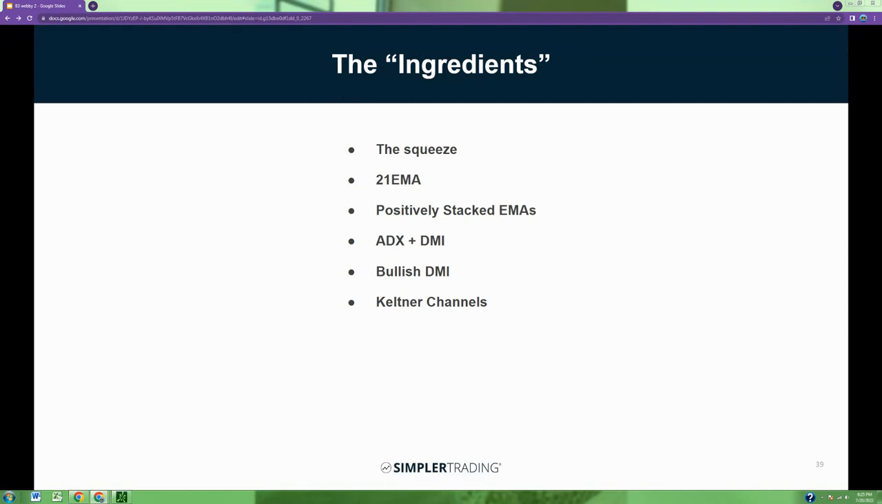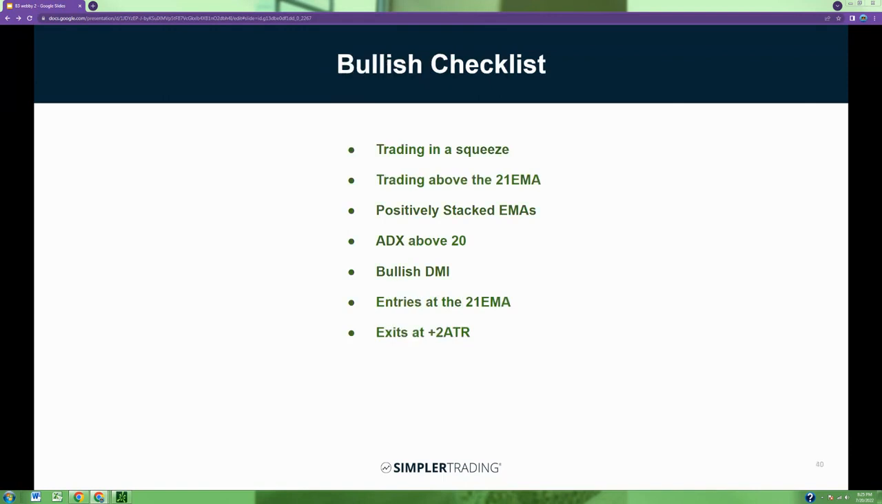The squeeze, we got our 21 EMA, we got our stacked EMAs, positive or negative, we got ADX and DMI, then we got our Keltner channels. And remember, this all focuses on trend, structure, and momentum, the big 3. So for my bullish checklist, this is what we're looking for. And we're looking for this, guys, across multiple time frames.